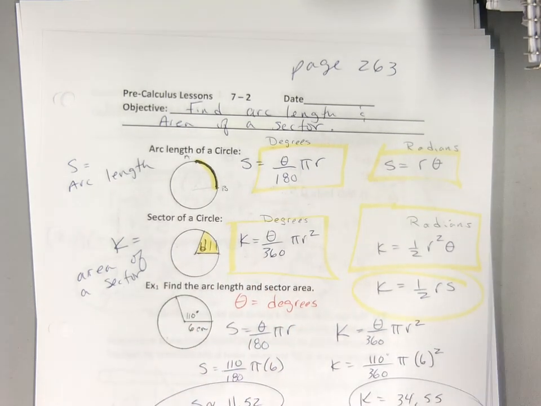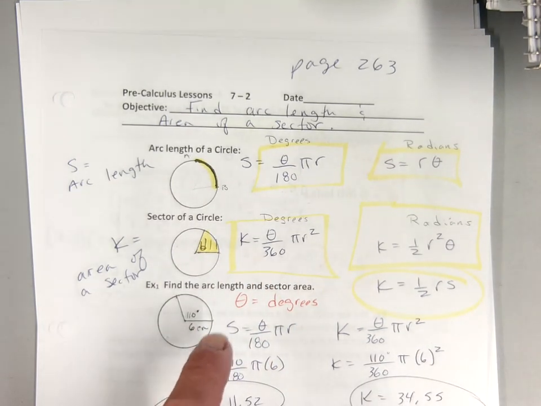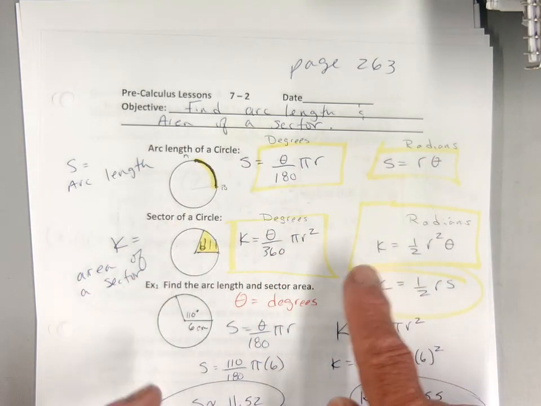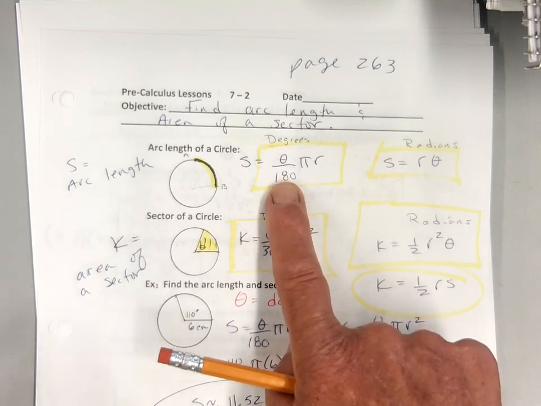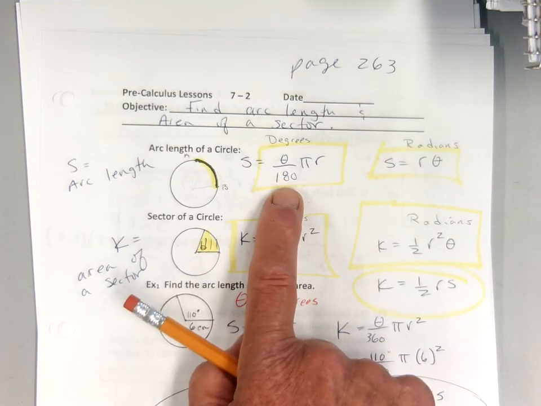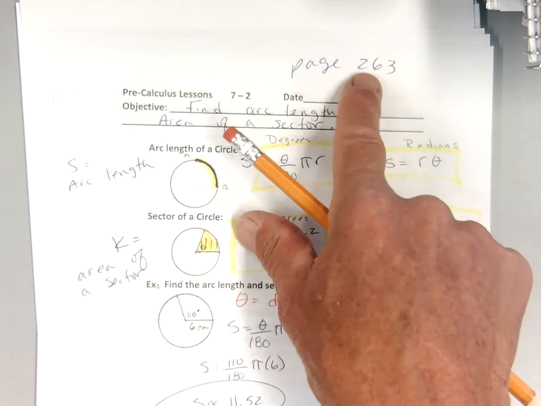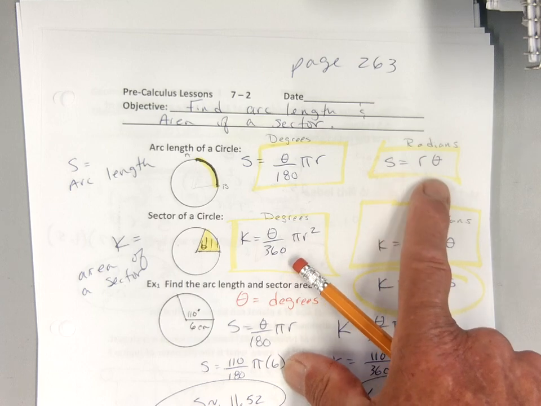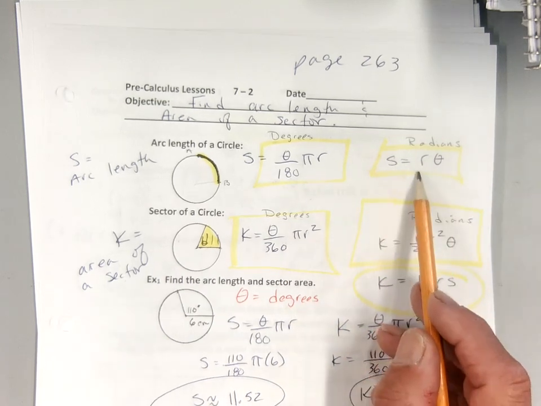Now, because we have two ways to describe angles, either degrees or radians, there are really two formulas. I got all of these formulas from page 263 of your book. If your angle is given in degrees, the arc length is theta over 180 pi r. If your angle is given in radians, it's just S equals r theta.